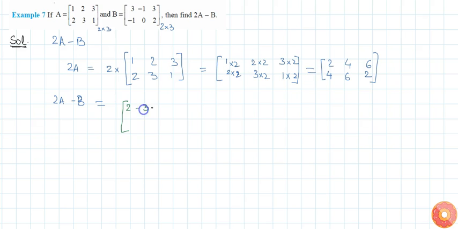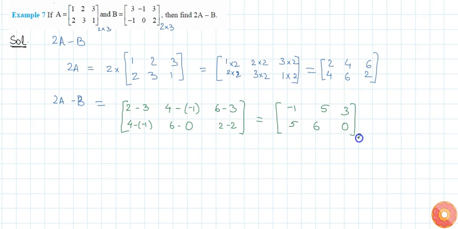2 minus 3, 4 minus 1, 6 minus 3, 4 minus 1, 6 minus 0 and 2 minus 2. Simplifying this, we get minus 1, 5, 3, 5, 6 and 0. This is the 2 cross 3 matrix, which is our final answer.